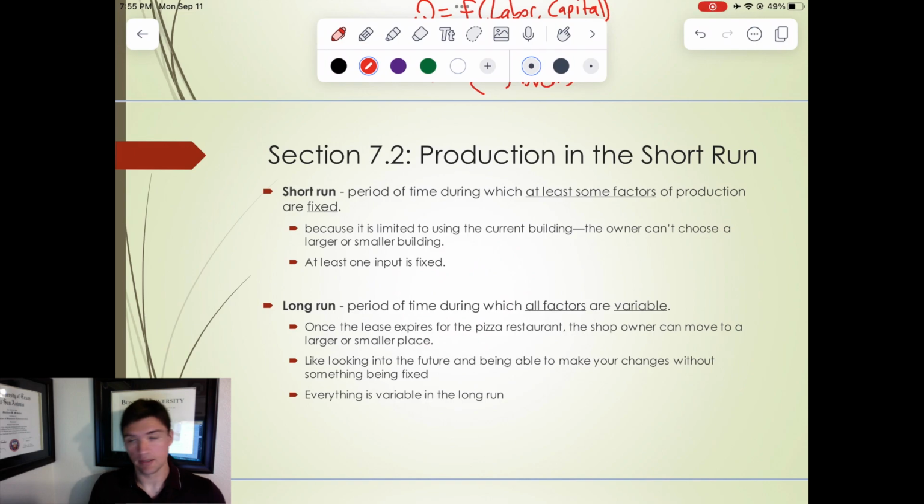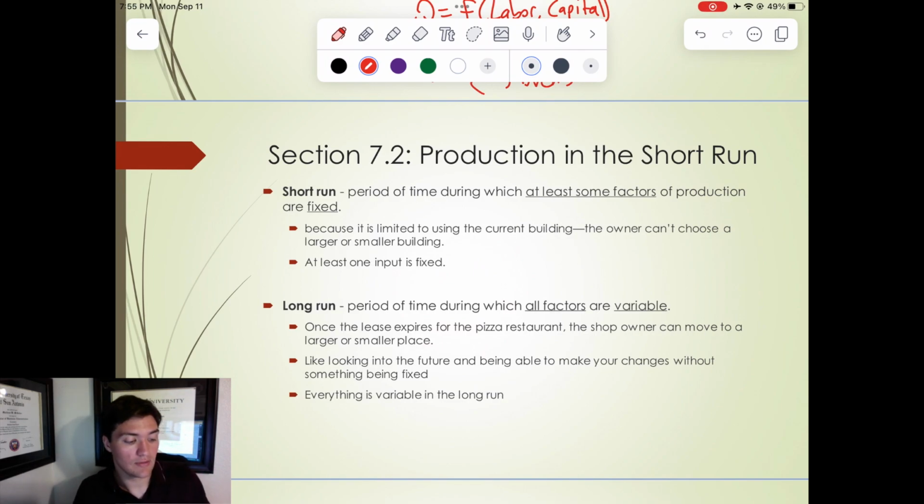So basically, you start a business, and you have employees, you have ingredients, maybe you have an oven that you're renting. So maybe you're changing that in and out all the time for whatever reason, okay? But you have a lot of variable inputs, labor, ingredients. But you still have that one building that you had the lease for. So you're kind of stuck there for 12 months. So that means you're in the short run.